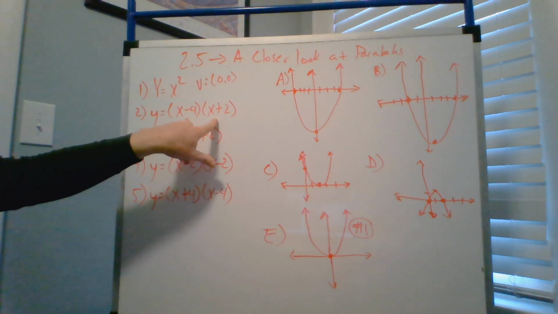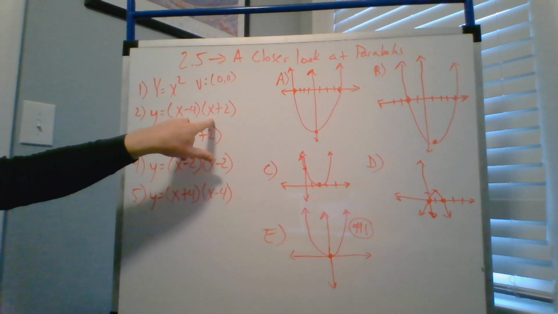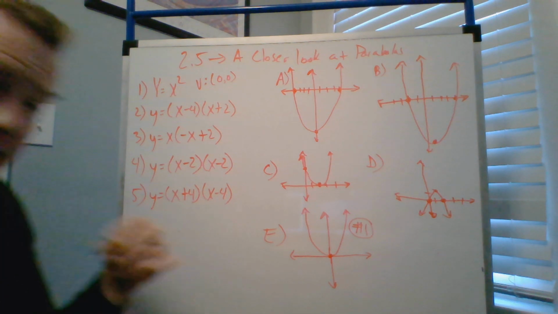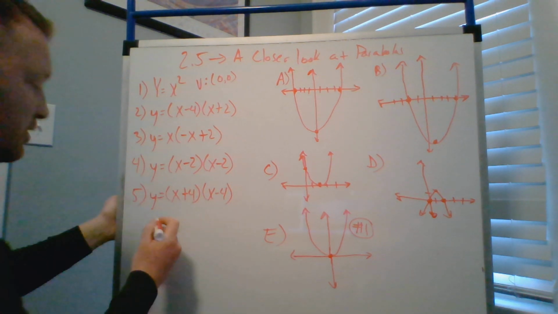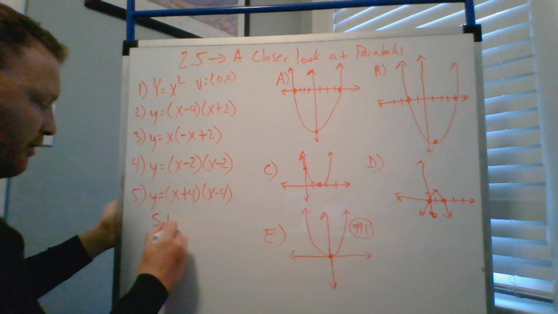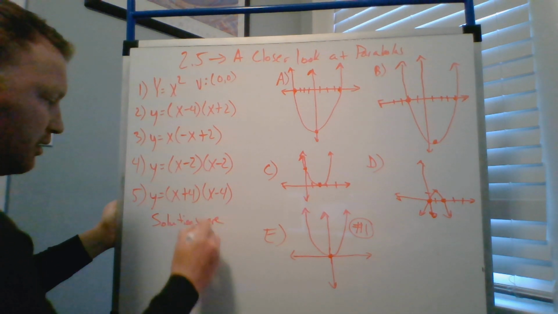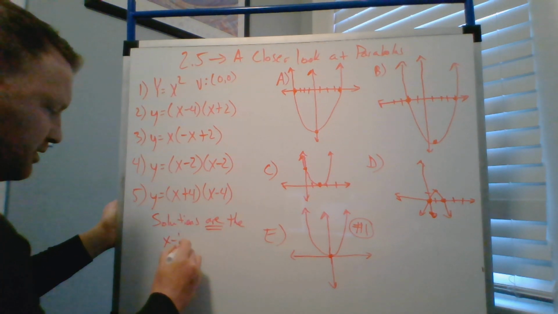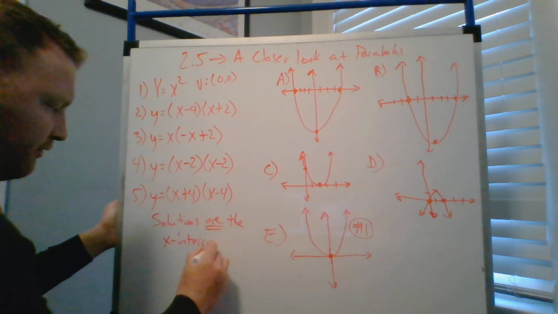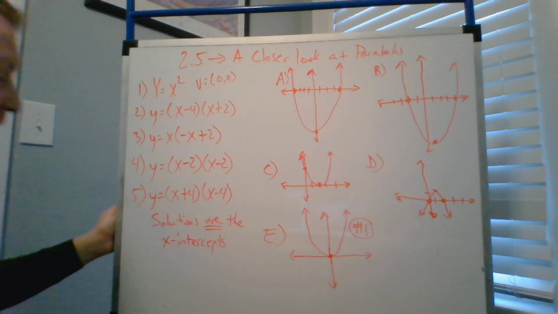I'm looking at this. Now, I got my solutions for this. So now I'm going to look at my factored form and know that my solutions are the x-intercepts. Don't forget that. Remember, solutions are the x-intercepts. Don't forget that. I'm trying to make this easy for you guys. Okay?